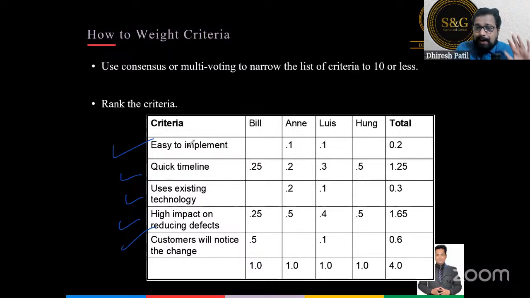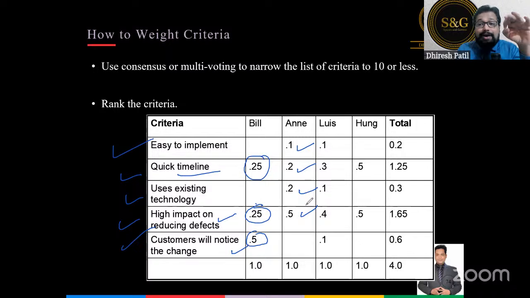Clear? So the total should be 100. For example, Bill has given 25% to this, 25% to this, and 50% to this. So the total is 100. Same, Annie has given 10% to this, 20%, 20%, 50%. Total is 100. So you have a choice. Each and every team member has a choice to distribute the weightage according to you.